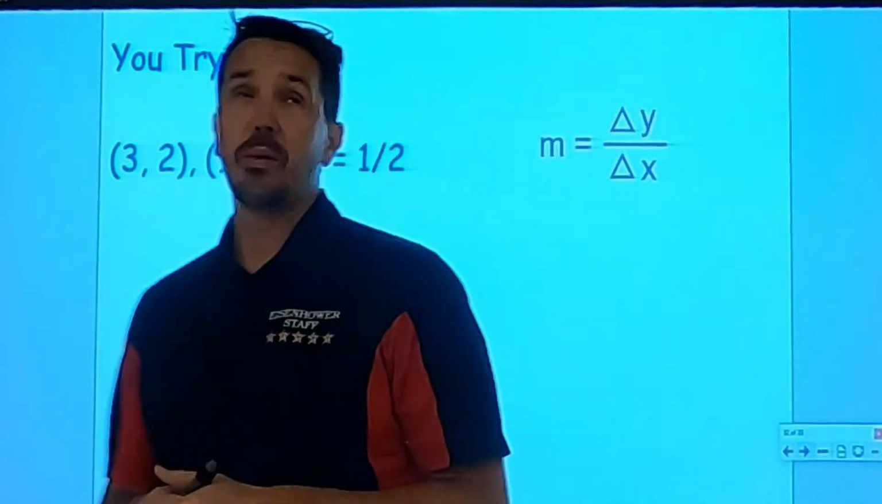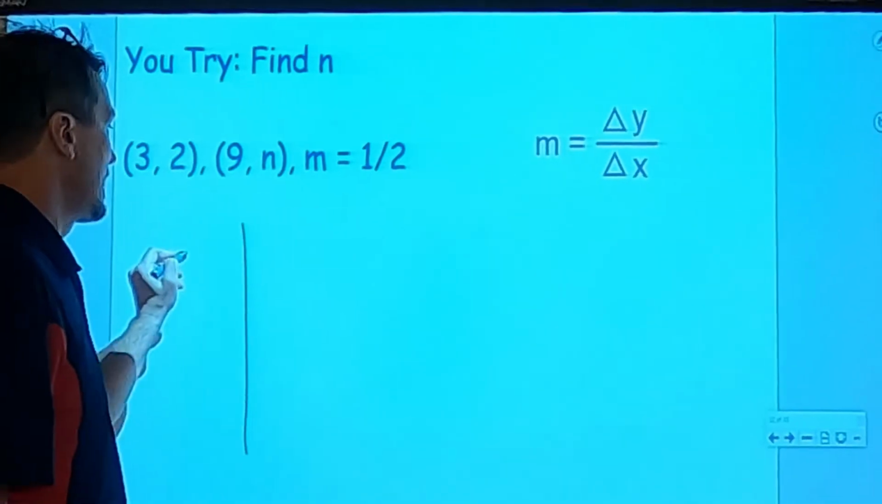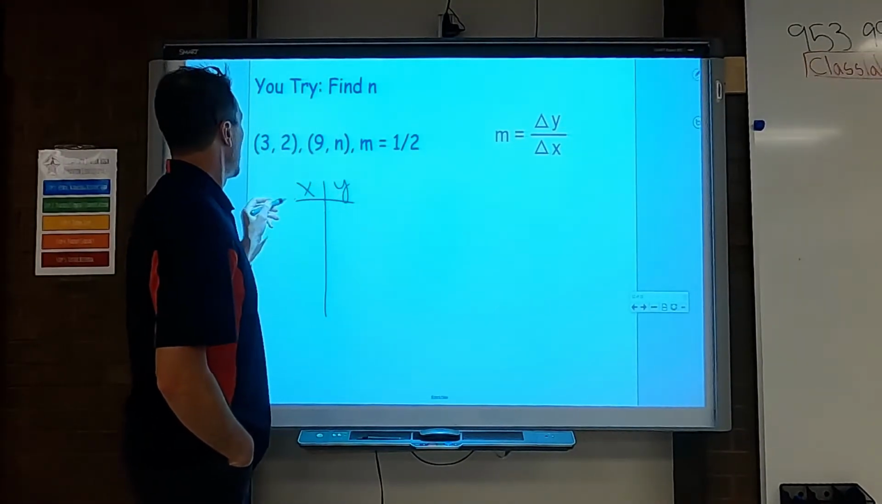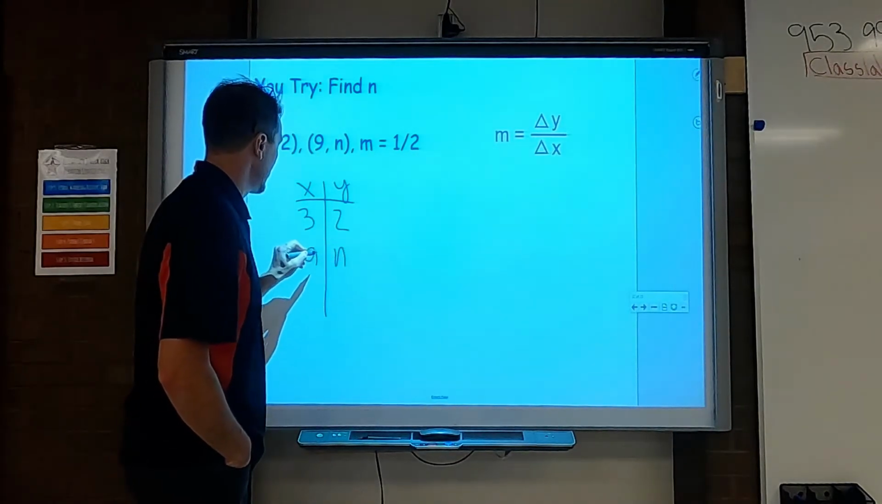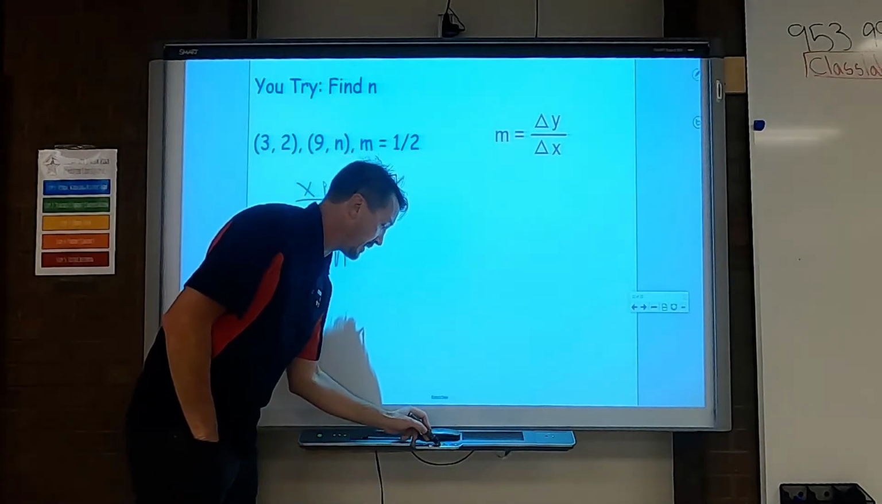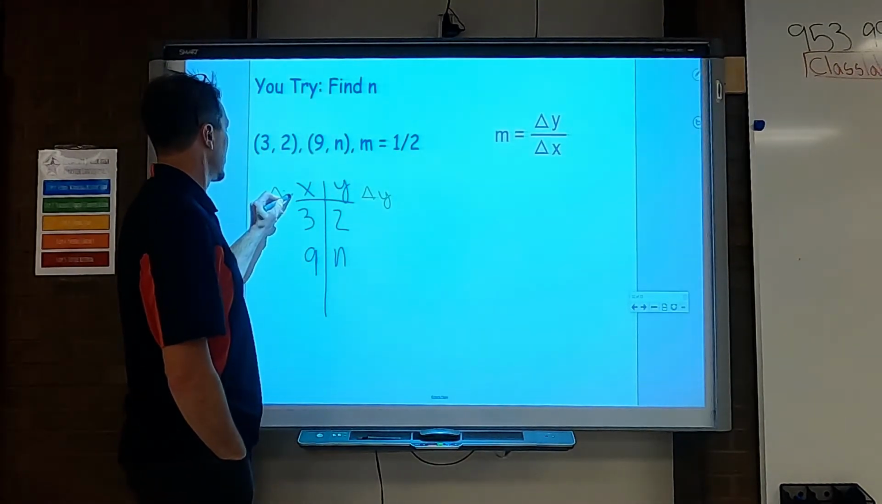Excellent. Again, we check. We say we're missing a variable. This time we're missing the y. I want to go back to one of those. Same thing, x and y. I'm going to put my points in there. That is a 9, not an 8. And I want to find the change in y over the change in x.